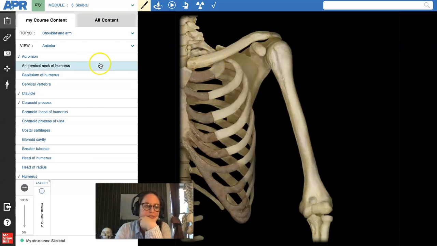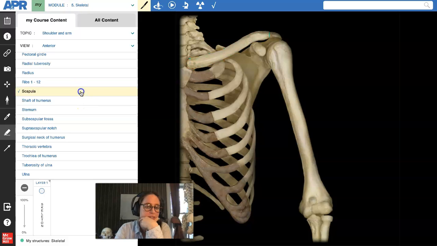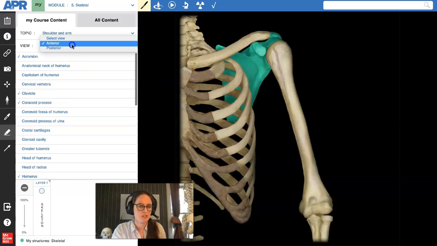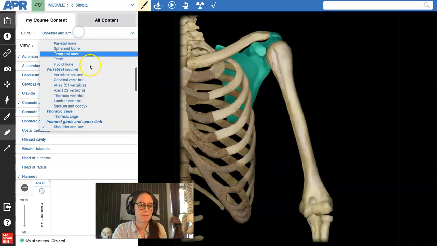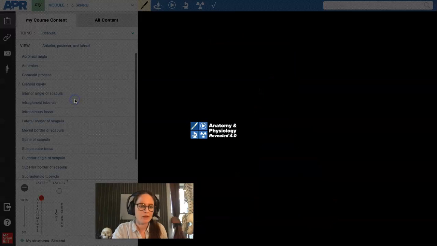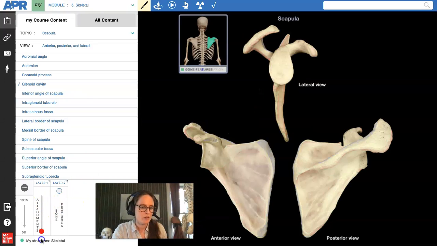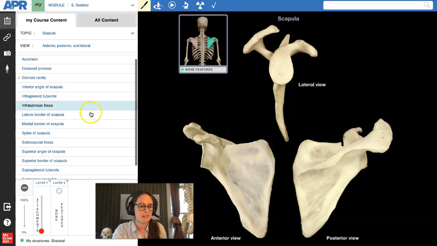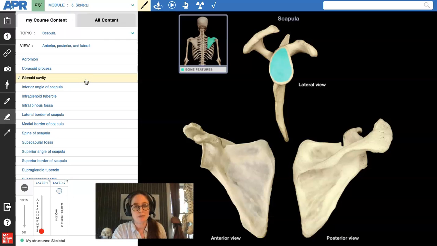Anterior, here's your clavicle, that's better. And there is your scapula. So let's do all your clavicle and scapula stuff here and then go back to the thoracic cage. One thing on just your scapula, take those off, is we do have the glenoid fossa, also known as the glenoid cavity, depending on who your resource is.